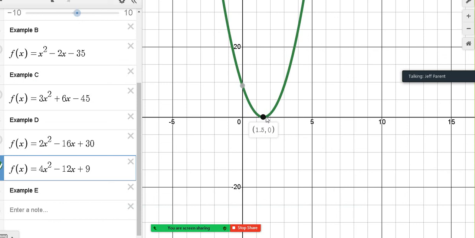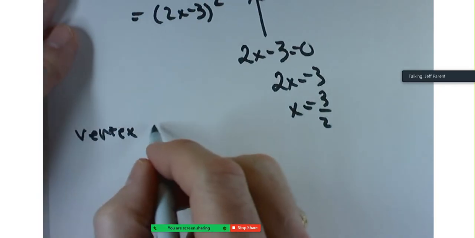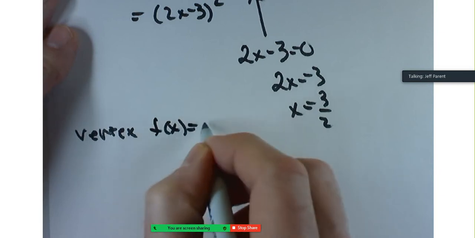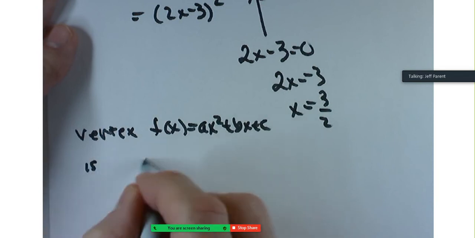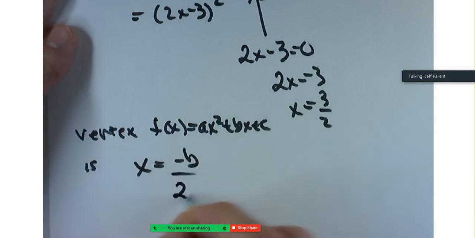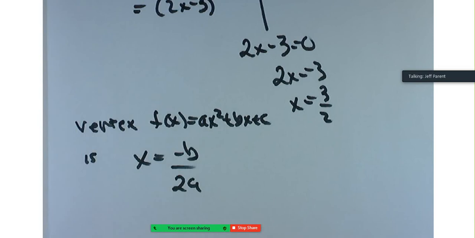There's actually an equation that helps you find the vertex. So the vertex of f of x equals ax squared plus bx plus c is x equals negative b over 2a. Which looks kind of strange and suspicious, but you can actually prove that in a bunch of different ways. The easiest way is with calculus, but you can also do it by completing the square. I'm not going to prove it here.